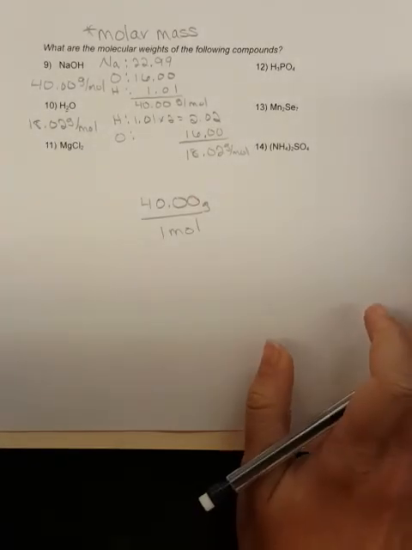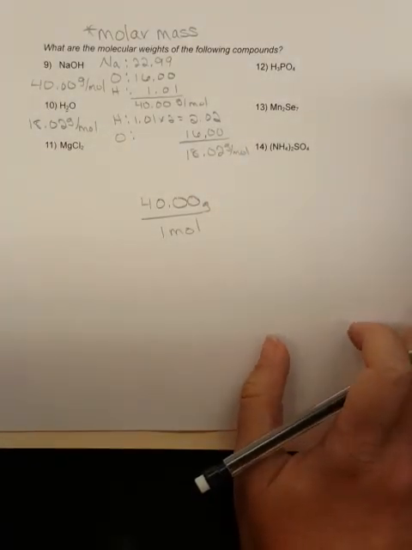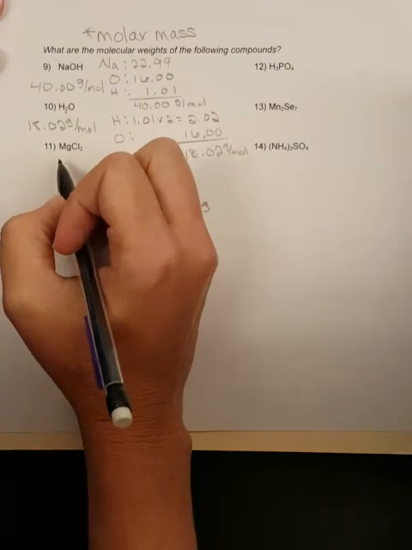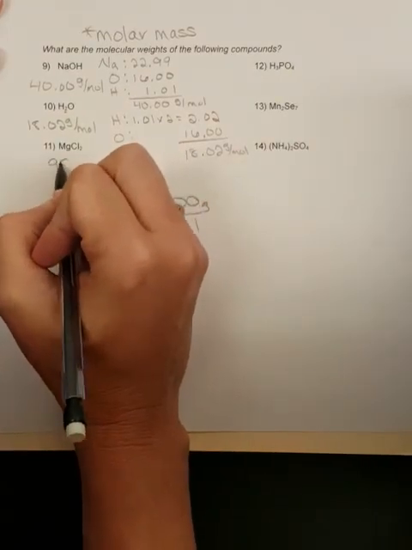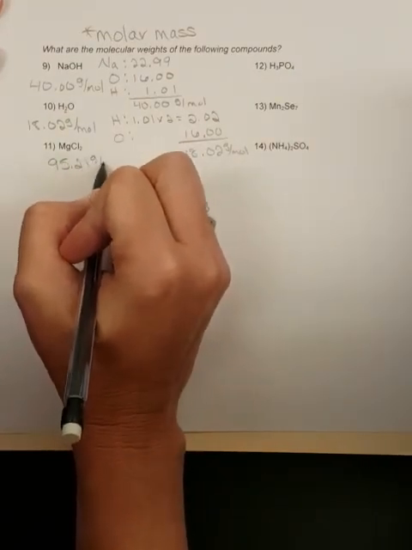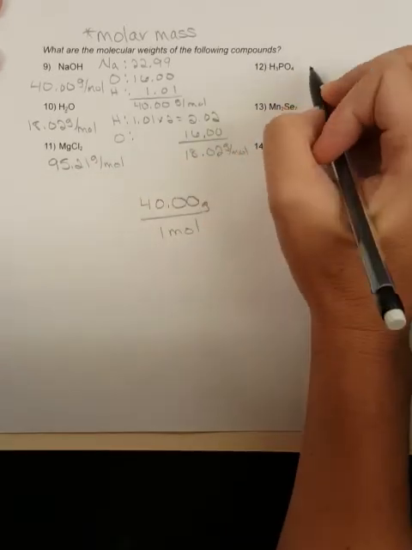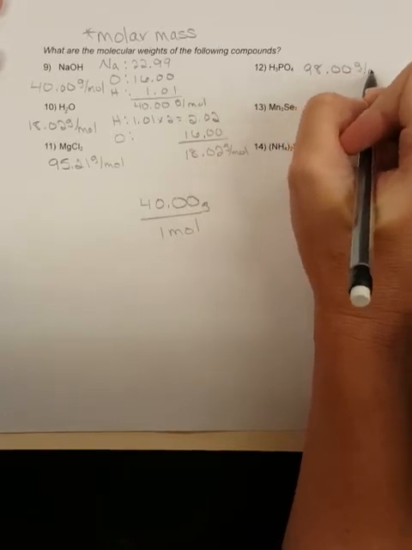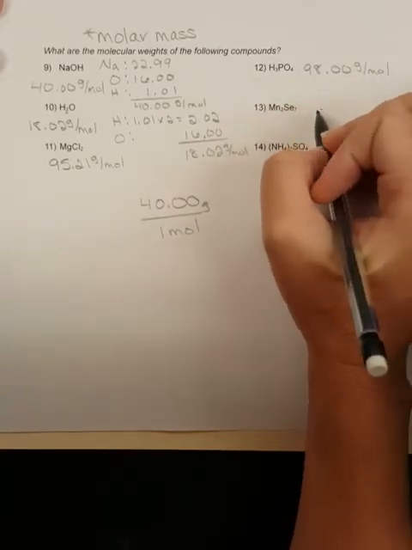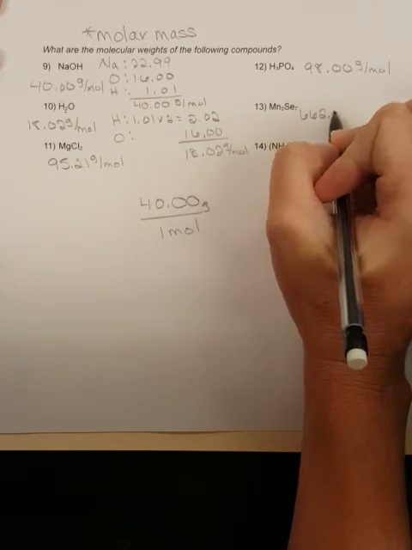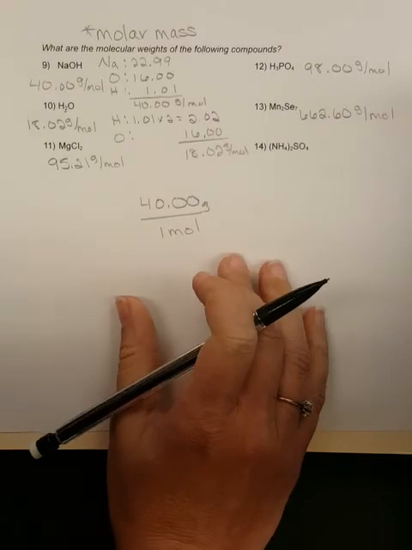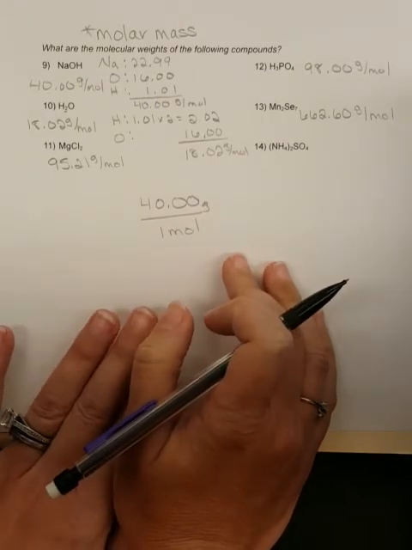All right, I want you to do 11, 12, and 13 on your own, and then turn the video back on and check your answers. So for 11, we have 95.21 grams per mole. 12, we have 98 grams per mole. 13, we have 662.60 grams per mole.